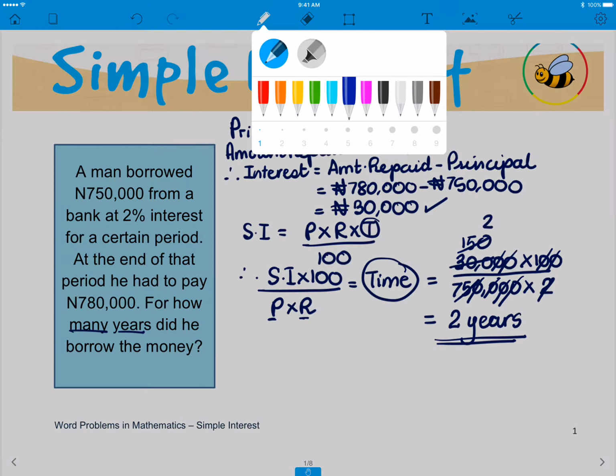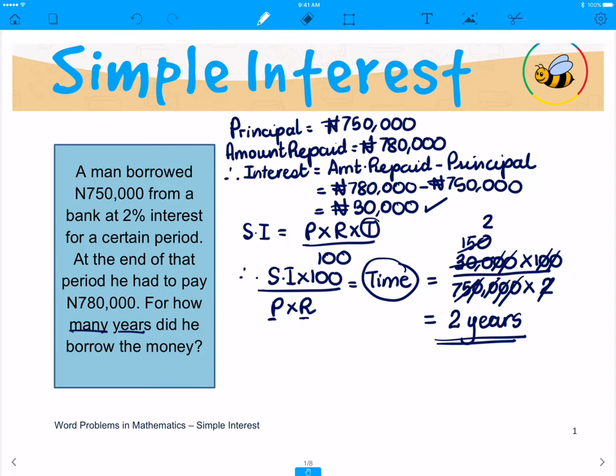And we can quickly go through this, see how we calculated this. The first thing we did was to find out what the interest is by subtracting the principal amount from the amount that was repaid. We arrived at 30,000 naira. Then we looked at the formula for simple interest, principal times rate times time. And then we changed the subject of the formula, looking for the time, since the question says how many years.